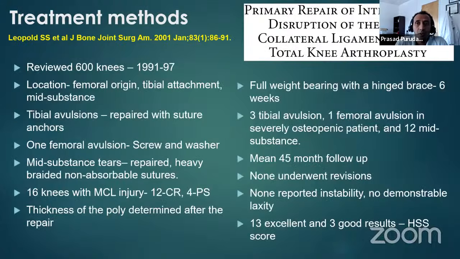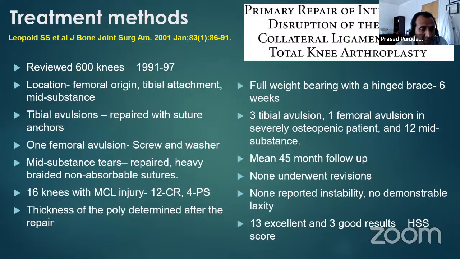Another study here, disruption of MCL during total knee arthroplasty. They reviewed 600 knees from 91 to 97. The location was either the femoral origin, the tibial attachment, or mid-substance injuries. Tibial avulsions were repaired with suture anchors. One femoral avulsion was repaired with screw and washer, and mid-substance tears were repaired with heavy braided non-absorbable sutures.